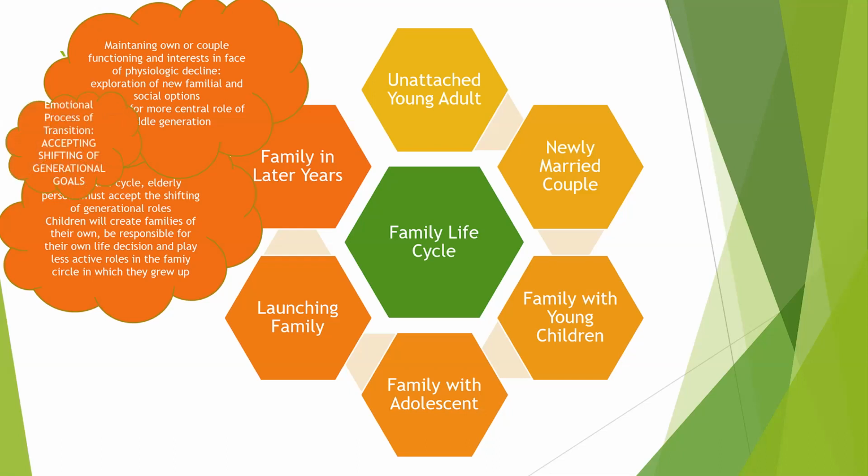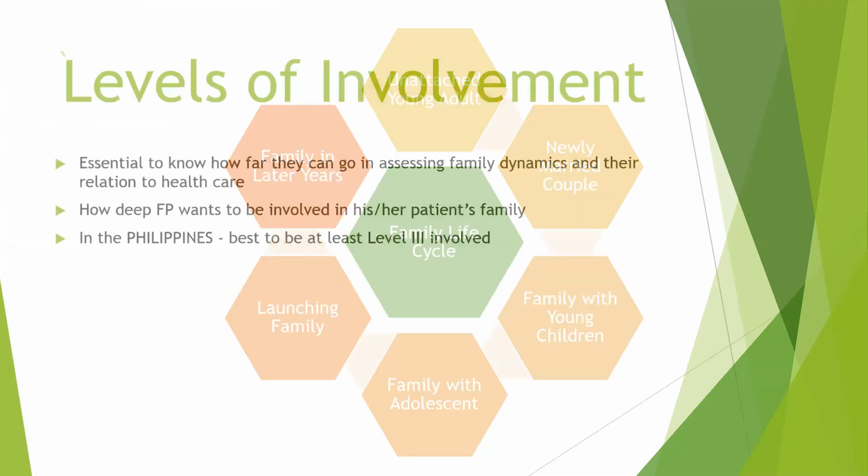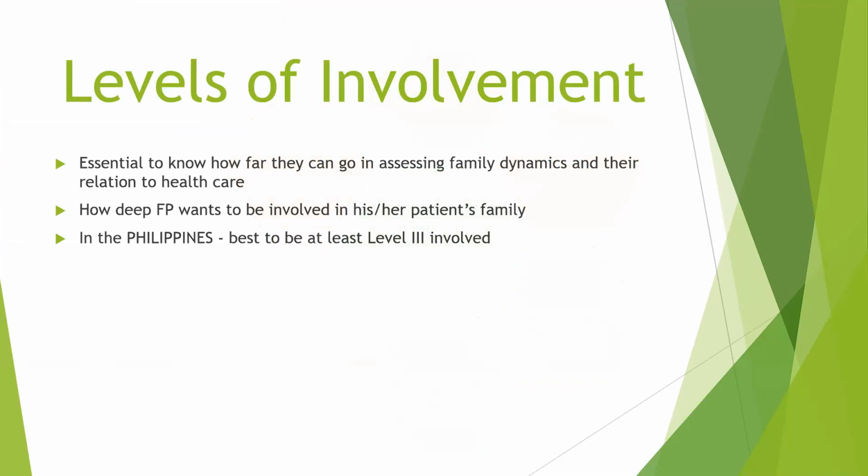So the emotional process of transition is the accepting the shifting of generational goals. So these are the six family cycle. And lastly, for the levels of involvement, this is essential to know how far they can go in assessing family dynamics in their relationship to healthcare. So how deep the family physician wants to be involved in his or her patient's family.